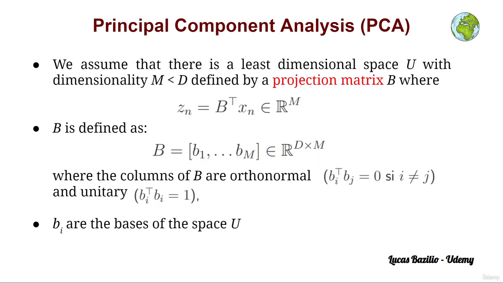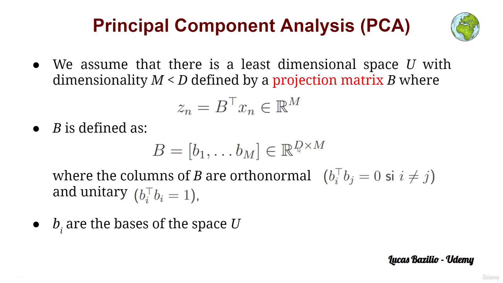So then we assume that there is at least one dimensional space U with dimensionality M less than D defined by a projection matrix B. So when we multiply the transpose of this projection matrix with this attribute, we have this dimension. And we define B as this projection matrix.